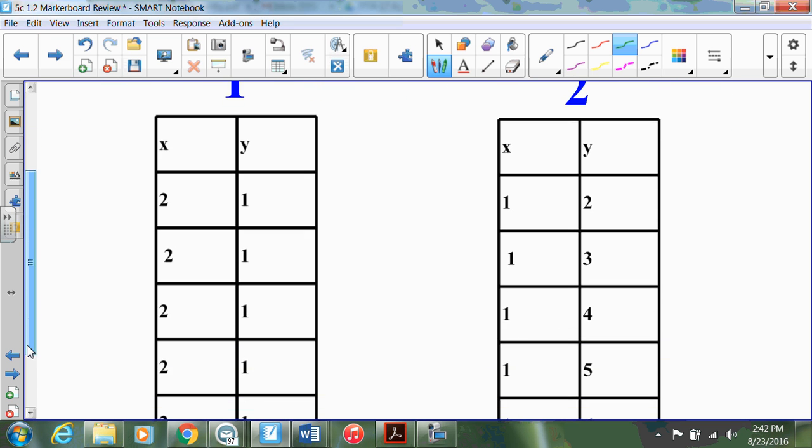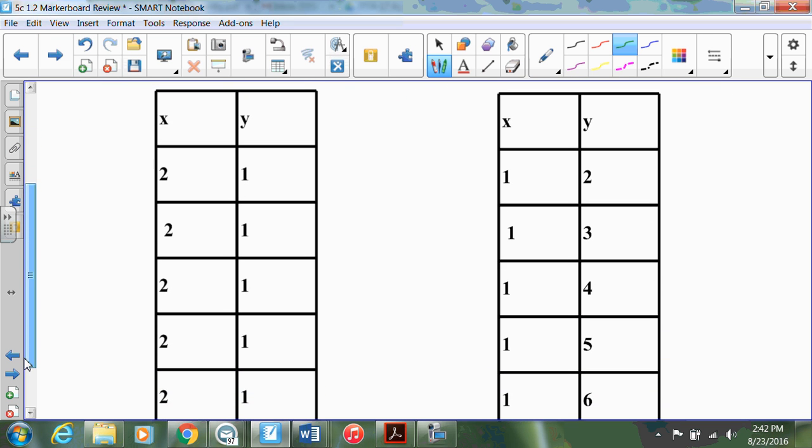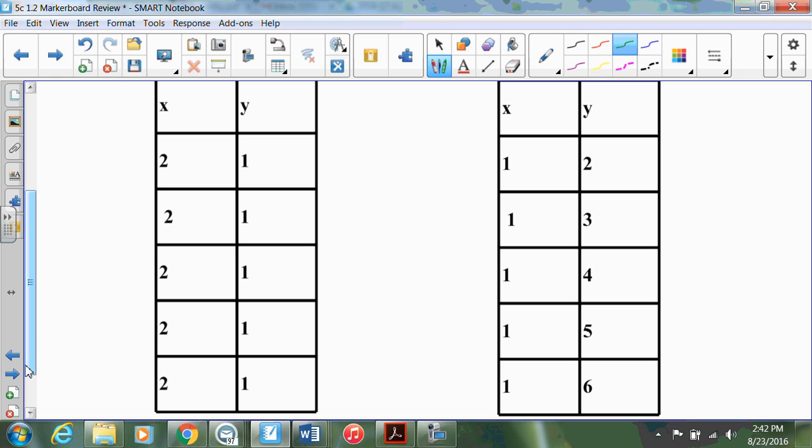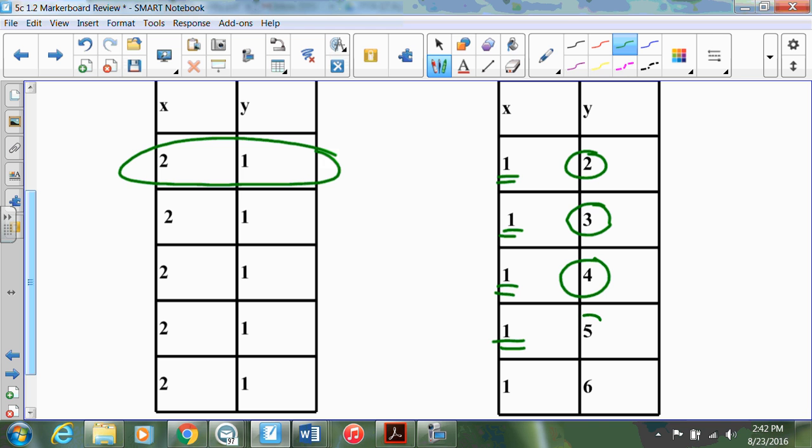Okay, for this one, once again, table A or table 1, this one's a weird one, and I made it without thinking, but really it's just representing 1 point, (2, 1). It's tough to be a function when you're just 1 point. This one, each time you push 1, you're getting a different output, which is not acceptable. It's not a function.